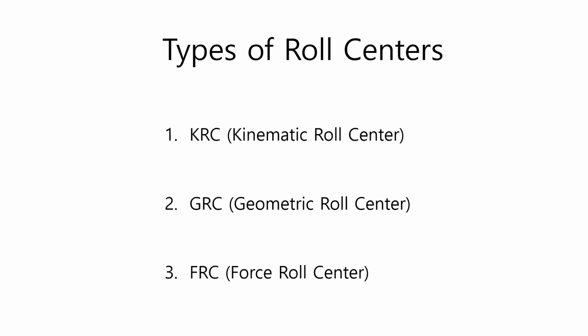Let's learn about the types of roll centers. There are 3 types of roll centers that have been used so far. They are kinematic roll center, geometric roll center, and force roll center. Even now, the definition of roll center varies depending on the researchers and writers, and there are many cases where it is used incorrectly. When the lateral acceleration is relatively small, these 3 roll centers coincide with each other.